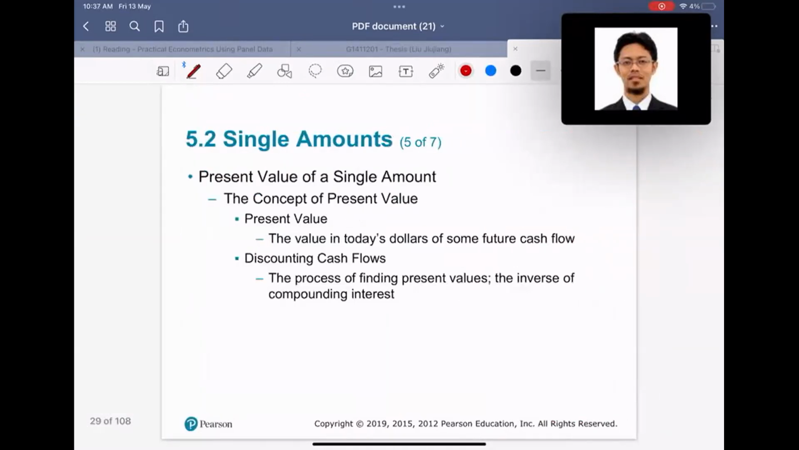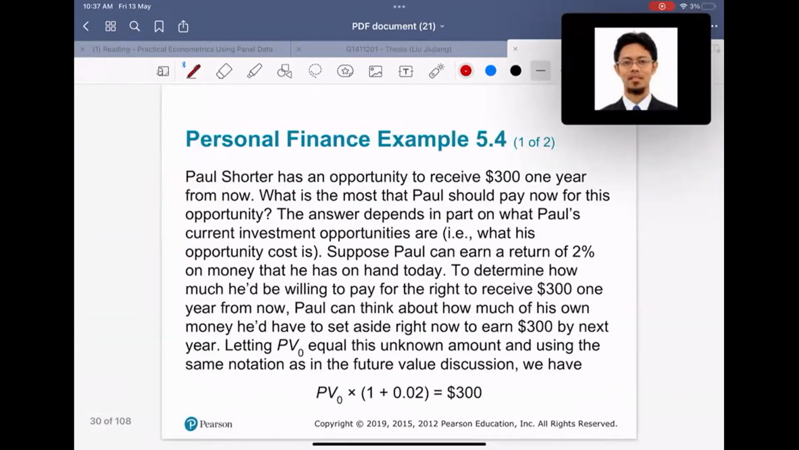Okay. And then present value. The concept of present value, now we discount. We will do present value and then we do some exercise and then we are done. So for present value, I did mention, let's say we have 300 one year from now. So the return is 2%.